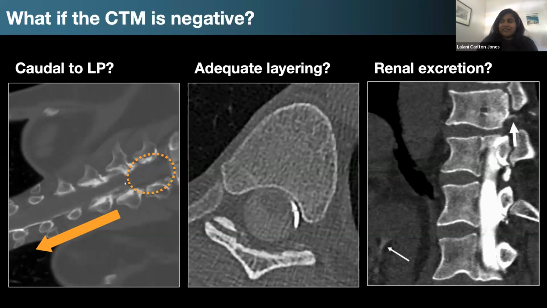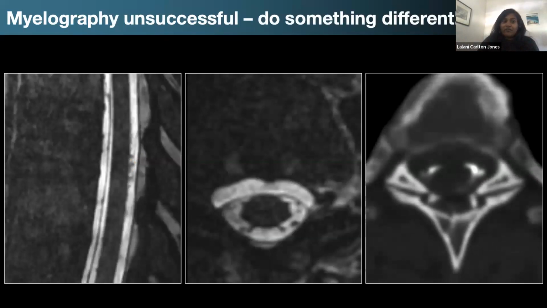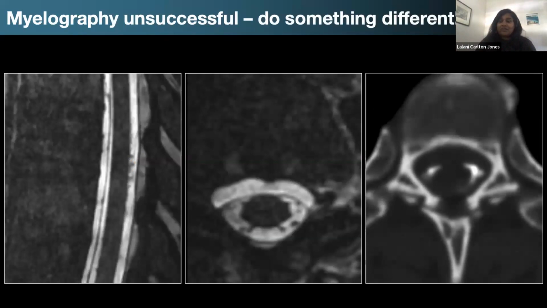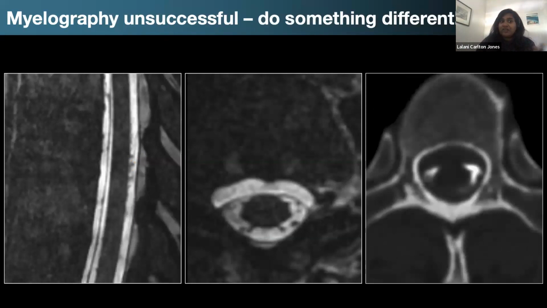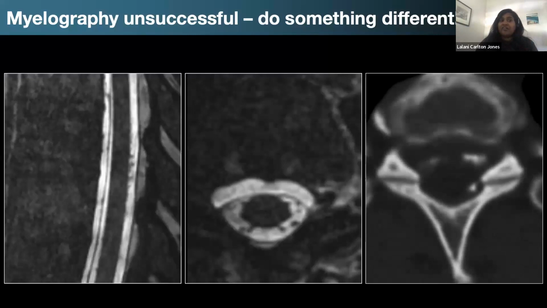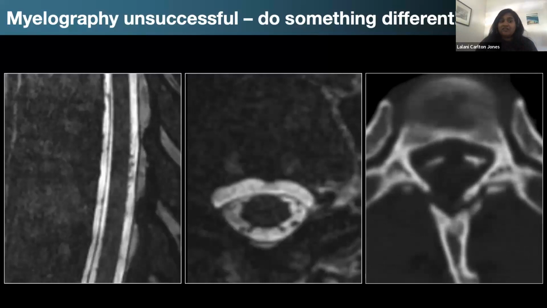So if you see renal excretion and you know the patient has SIH, keep looking. If you've had unsuccessful myelography, but you know the patient has a leak, do something different. So this patient came to us. She'd had 3 unsuccessful CT myelograms at an external institution. Now, this patient was young. She was only nearly 40. She'd had nearly 24 passes of her spine. That's a huge radiation dose. So for me, I'm thinking, what am I going to do that's different? How am I going to find this leak?